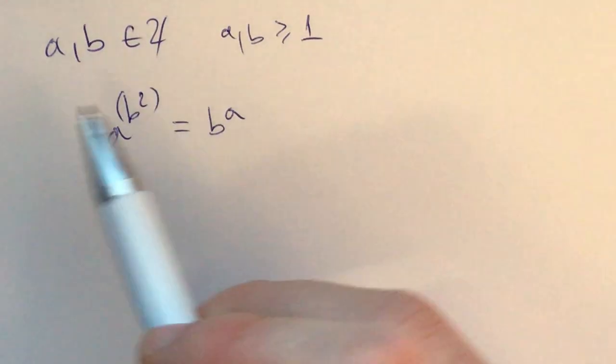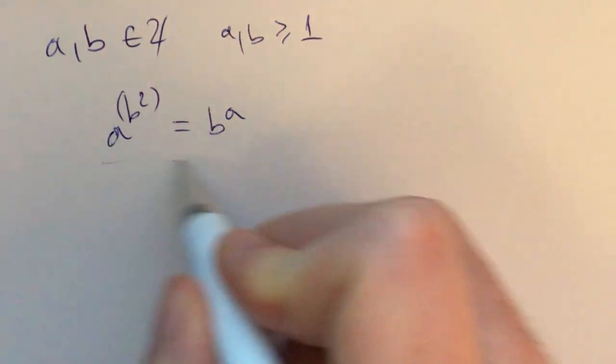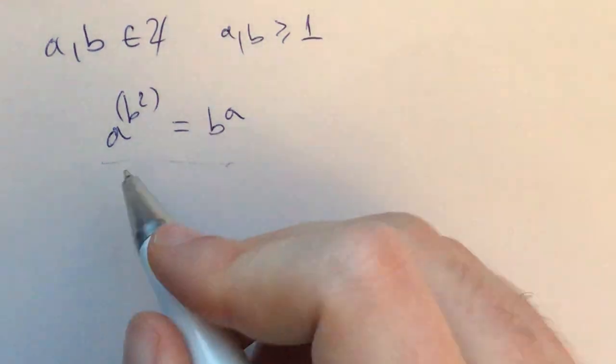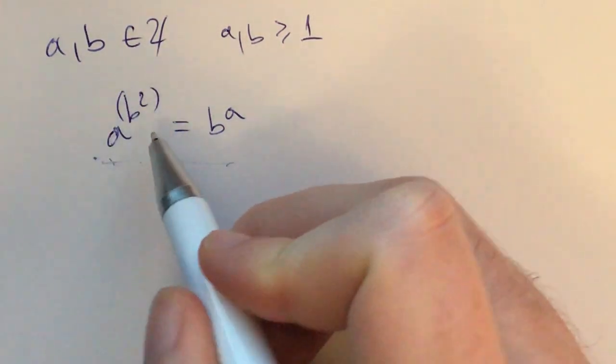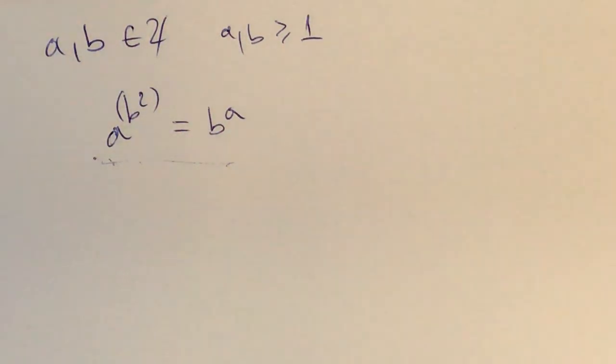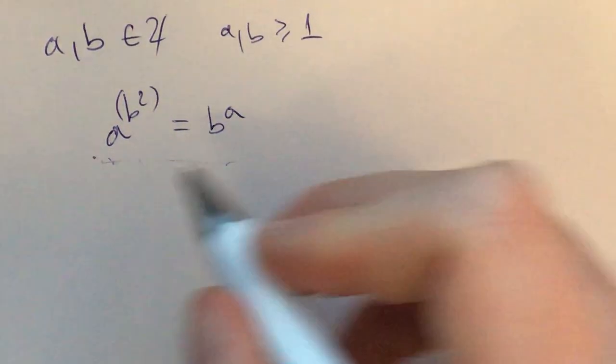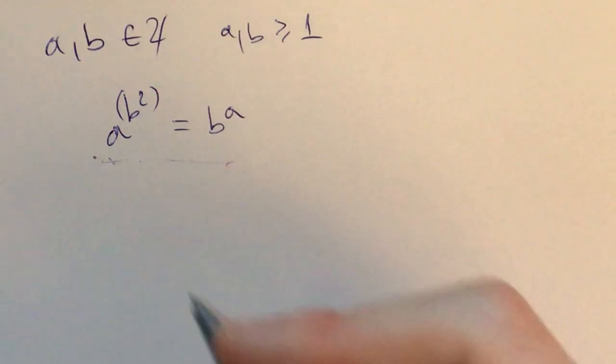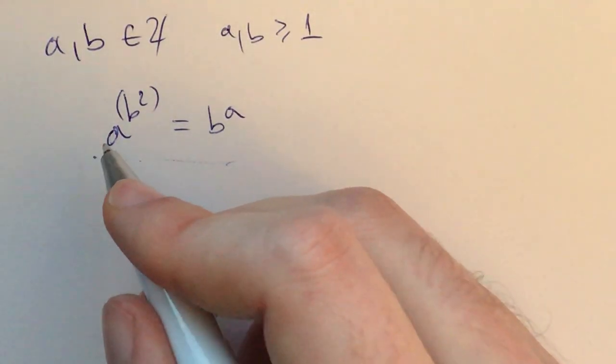So let's begin. In summary, we just need to find all positive integers which satisfy this equation. So the question is, what are your first ideas when you see this equation? a to the power of b squared is equal to b to the power of a. Well, here, because we just have a on this side and b on this side and some exponents, and them being equal, it makes sense to look at the prime factorization of a and b.